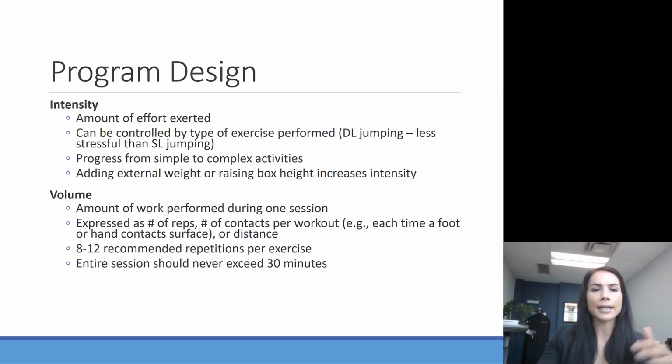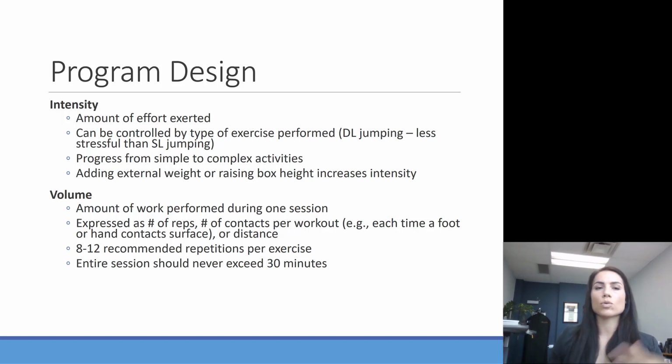You can alter volume by adding the amount of work that they're doing, and you can do this usually in plyometrics. The amount of work that you're doing is represented as the number of reps or the number of contacts. So oftentimes you'll see, there were 40 contacts with the right foot. And what that essentially means is that right foot made contact with the ground 40 times, right? You can also see volume expressed as 8 to 12 if they're doing things that you can actually measure in reps. You can also see it expressed as a period of time.